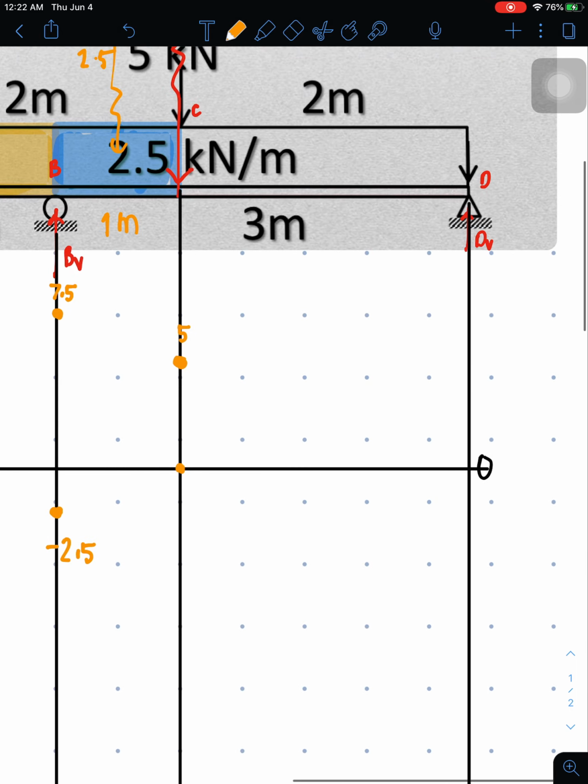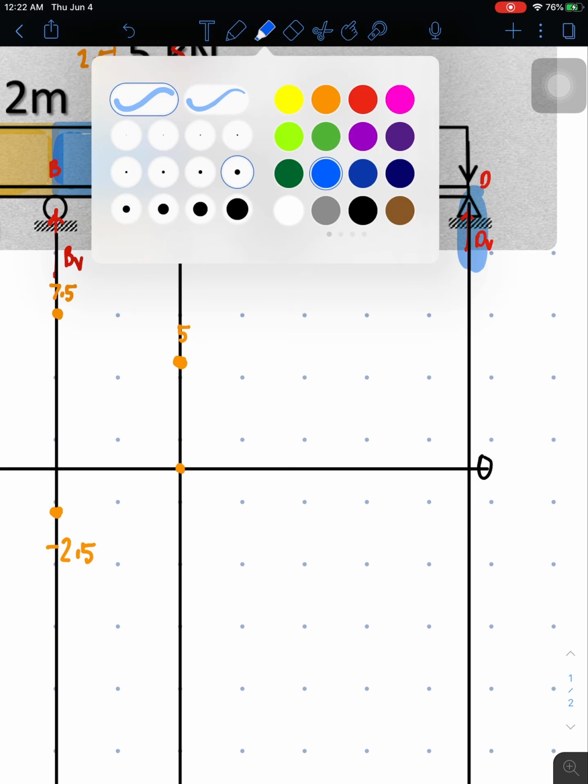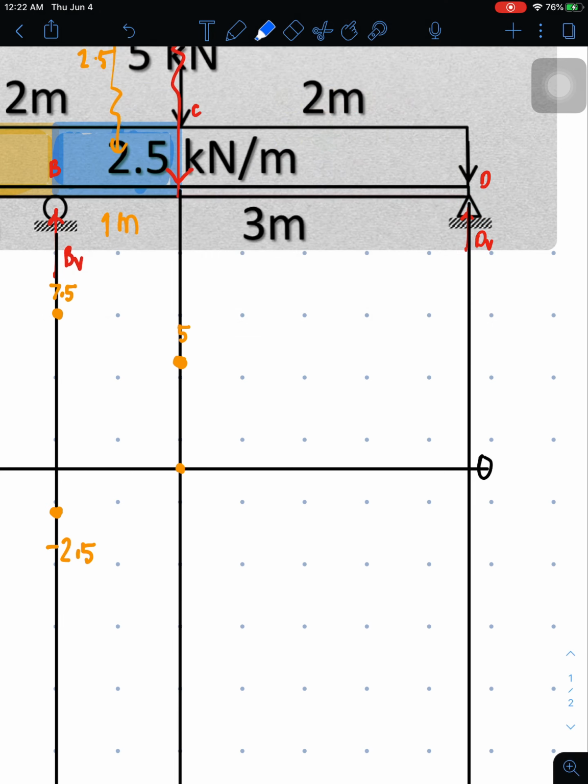And then let us proceed to plotting point D. At point D, there is still another concentrated load, so there would be two values of shear, DV left and DV right. So the area that we will consider in subtracting is this area. So what is the value of this area?